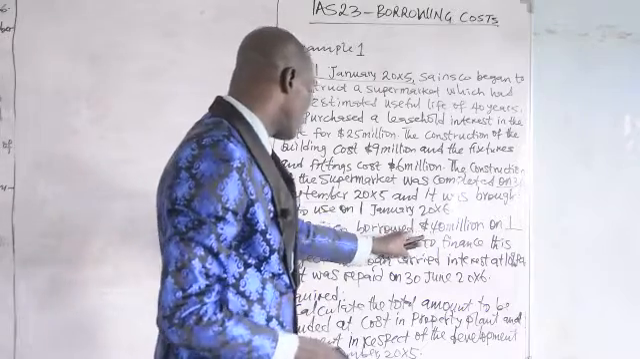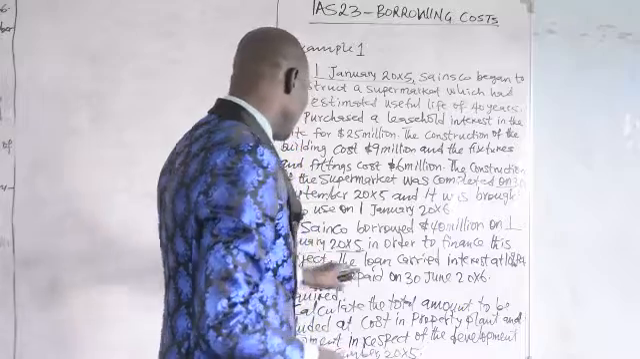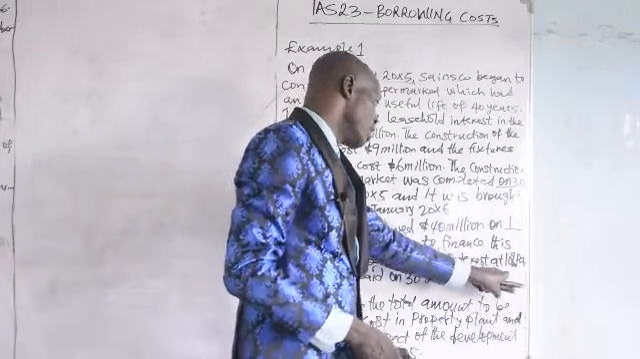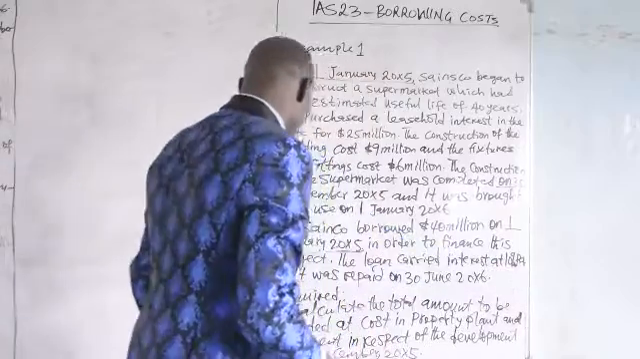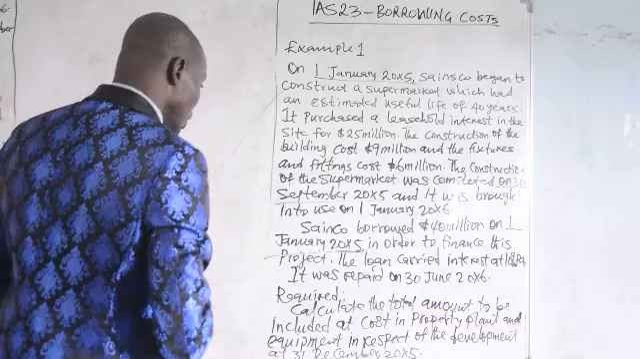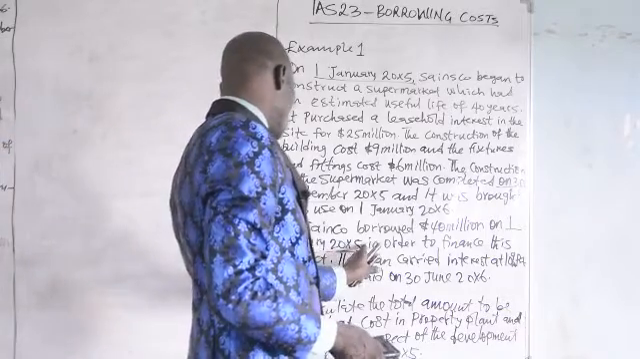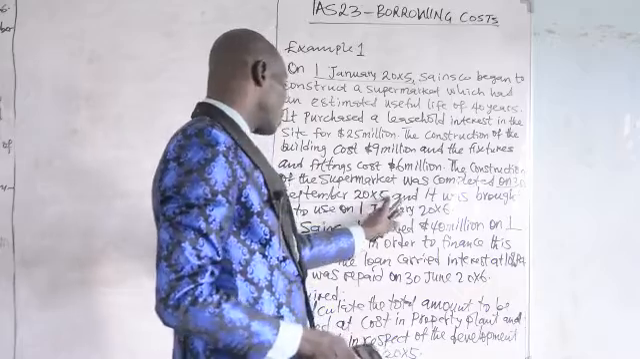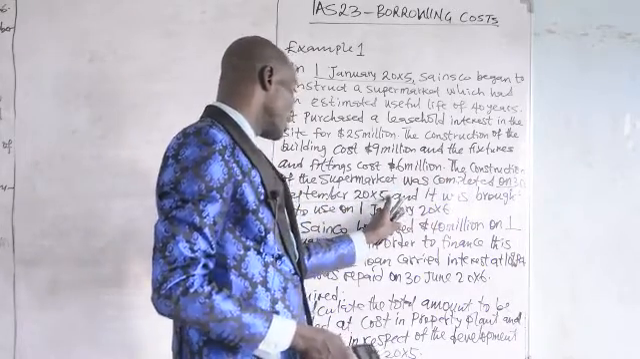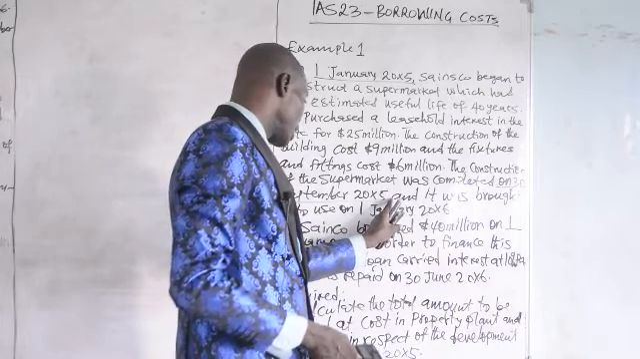Saint Co. borrowed 40 million on 1st of January 2005 in order to finance this project. The loan carried interest at 10% per annum. This is the coupon rate of interest. It was repaid on 30th June 2006. You don't need the period of repayment, meaning that the interest relating to October 2005 to December 2005 will not be capitalized. You are going to charge that one as an expense in 2005.